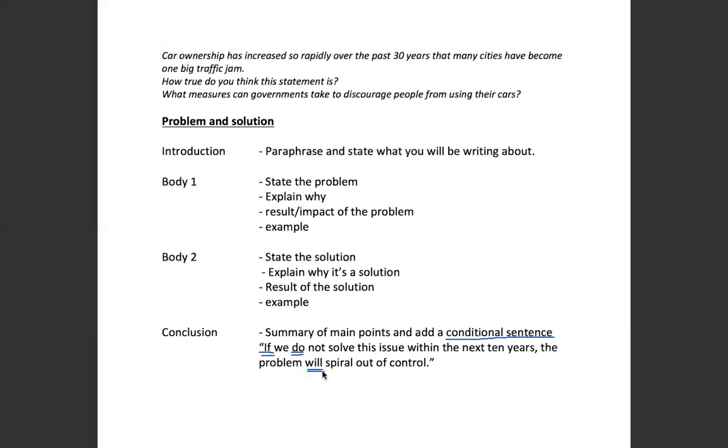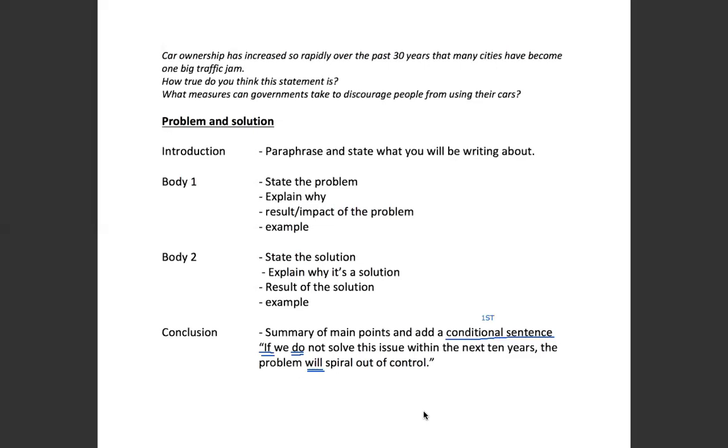Okay, so this is the first conditional. Okay, you can use the second conditional as well. All right, so this is quite a nice way to end off your problem solution essay, is with a conditional. So if they don't fix the problem, then what will happen? So we could use the second conditional as well in order to discuss what will happen if the problem is not fixed.